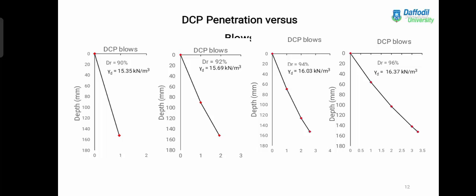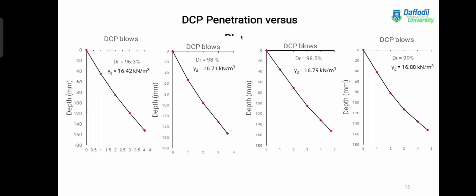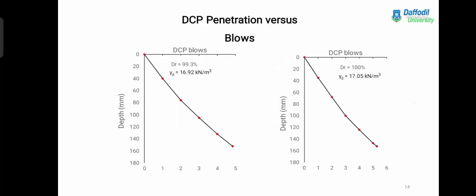The following graphs represent DCP penetration versus DCP blows in the range of 90 to 96%. The following graphs represent DCP penetration versus DCP blows in the range of 96.3 to 99%. And the following graphs represent DCP penetration versus DCP blows in the range of 99.3 to 100%.